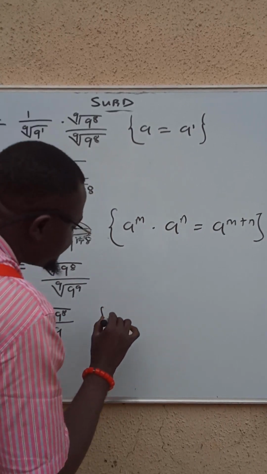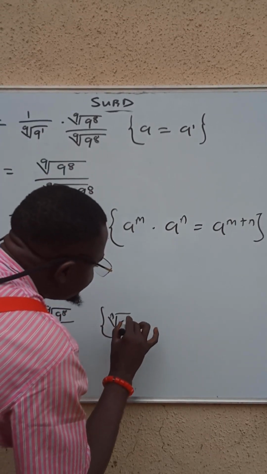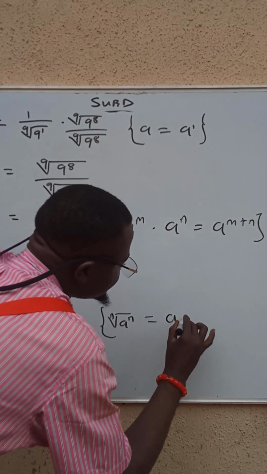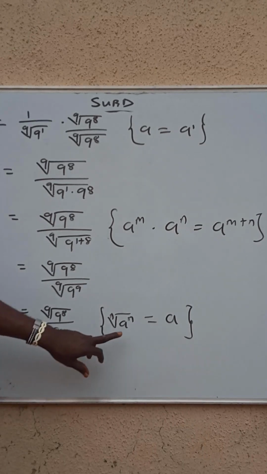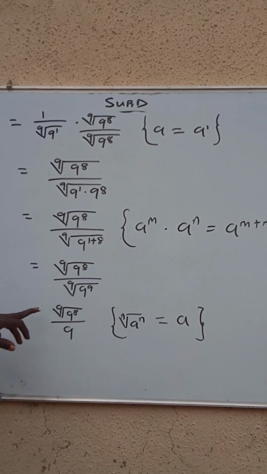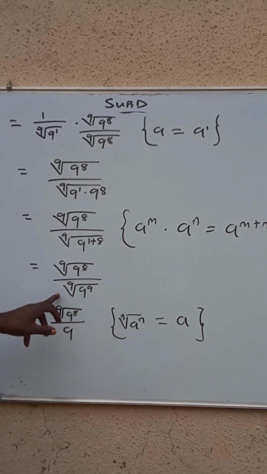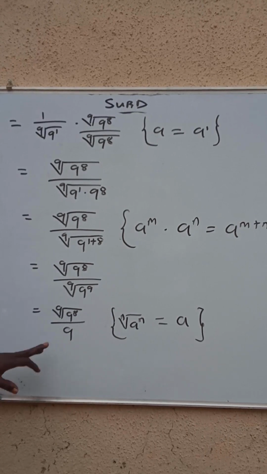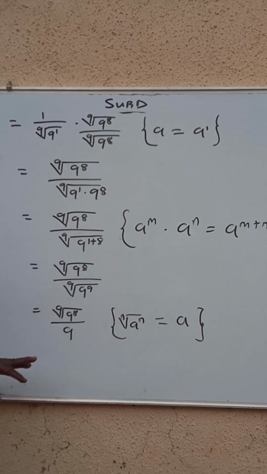Because if I have the nth root of a raised to the power of n, it is a. The nth root of a raised to the power of n is a, because this n will take care of the n inside. And if you look at it, 9 is here, 9 is still the power. So 9 takes care of the ninth root, remaining 9. So what we have is the ninth root of 9 raised to the power of 8 over 9. Right? Now, if we have something like this, we can still proceed further.